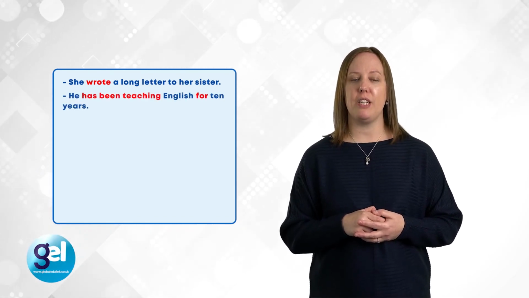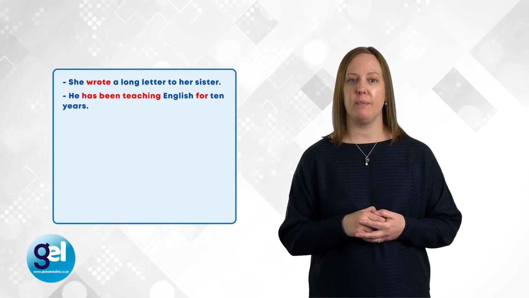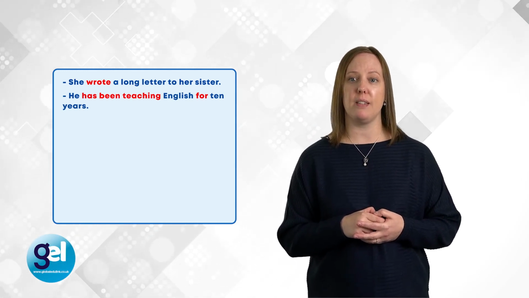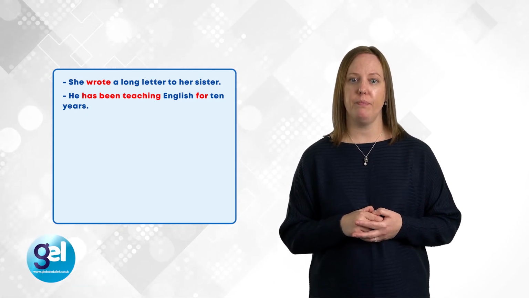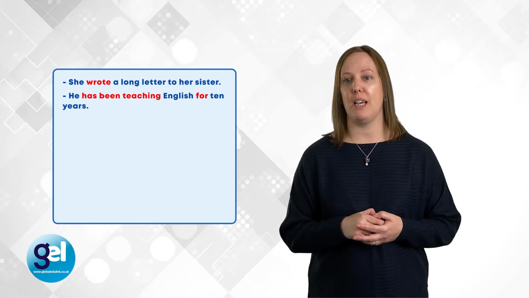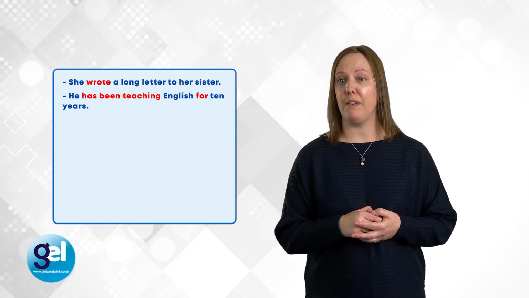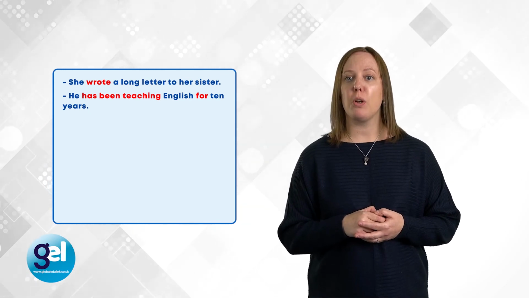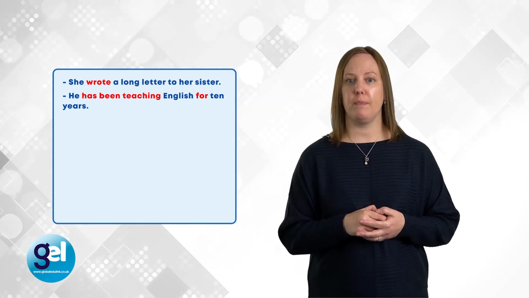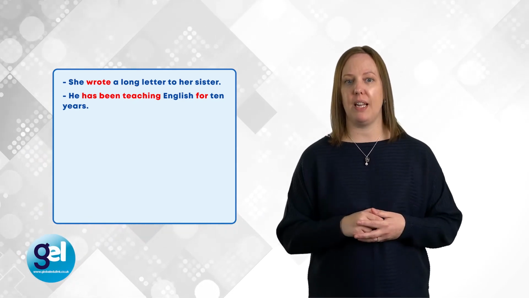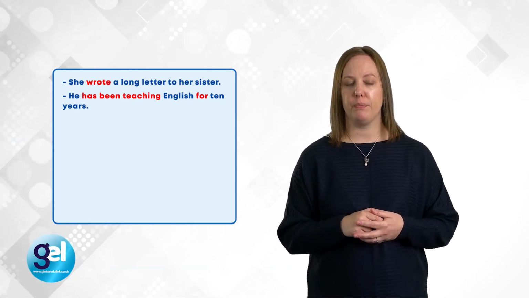He has been teaching English for 10 years. Again, pause and think about the tense used in this sentence. This is the present perfect continuous tense, and the form is have plus been plus verb plus ing to talk about a specific number of years. So he started teaching English in the past, and it still has a relationship to now.